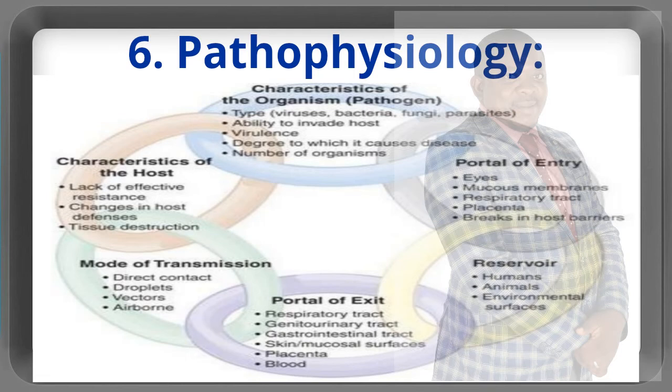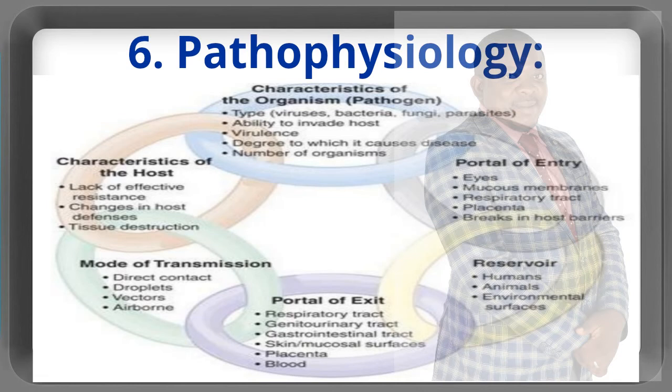Then the other part that becomes very important is transmission. In transmission, you talk of the port of entry. Some of the main ports of entry of diseases may be the eyes, mucous membrane, the respiratory tract, the placenta, or even a break in the host skin barrier. So when you explain the pathophysiology, you can talk of transmission and emphasize the port of entry.